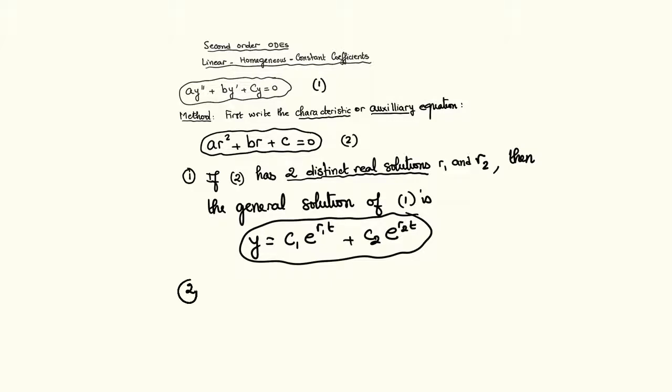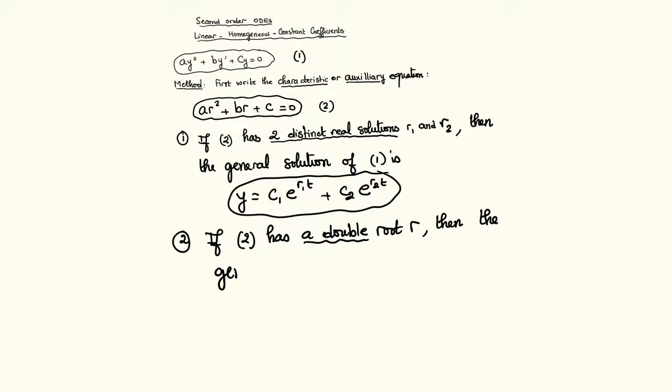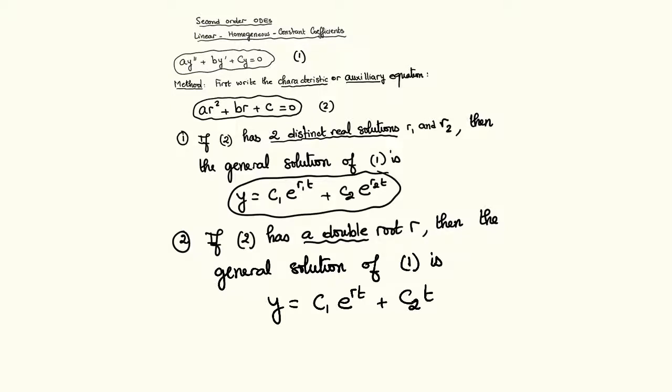Number 2, if the characteristic equation 2 has a double root or solution, just one double root r, then the general solution of the differential equation 1 is y equal c1 e^(rt) plus constant c2 multiplied by t e^(rt), like this.